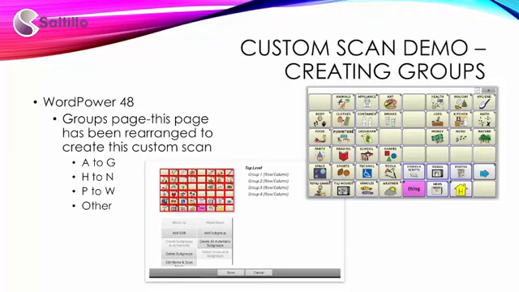For this demonstration, I will be using WordPower 48 with a single switch, block scanning, and auditory prompts set up in the settings. Customizing the scan will enable us to create more meaningful auditory prompts on the Groups page. Let's confirm the settings are set for this example. Then I will set up the custom scan pattern using the Scan Editor.